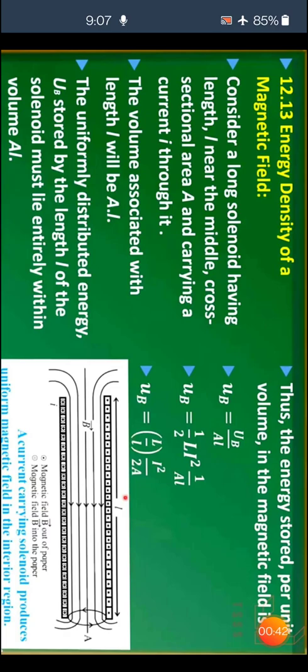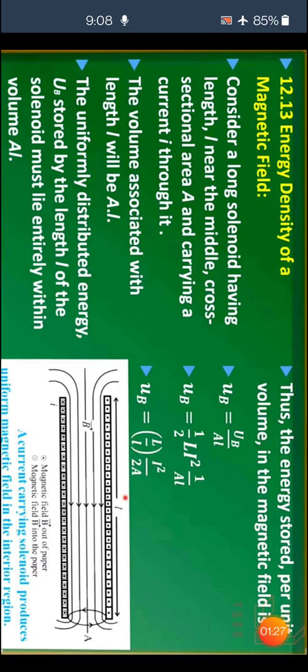The volume associated with the length small l will be A into l. The uniformly distributed energy, that is UB, stored by the length small l of the solenoid must lie entirely within the volume Al. The energy stored will be uniformly distributed within the volume as the magnetic field vector B is uniform everywhere inside the solenoid. It is as shown in the figure.